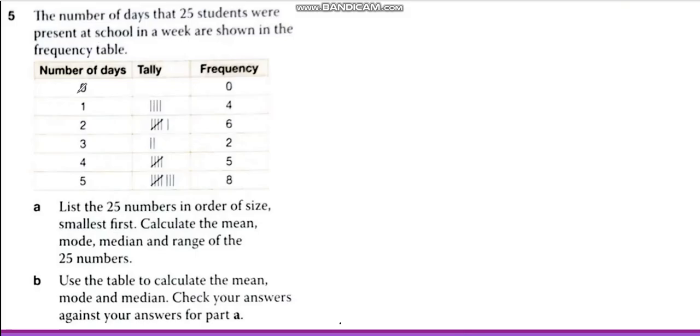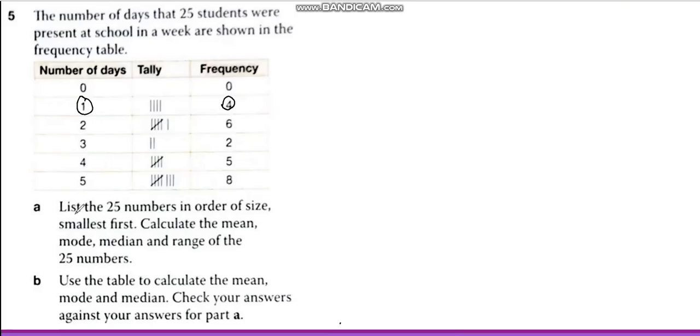We can also understand the table first, how many students were there in different number of days. If you see the second data value, it says frequency is 4, means there were 4 students on a single day. Similarly, there were 6 students present for 2 days, and 2 students were present in 3 days, and 5 students were present for 4 days, and 8 students were present for 5 days.